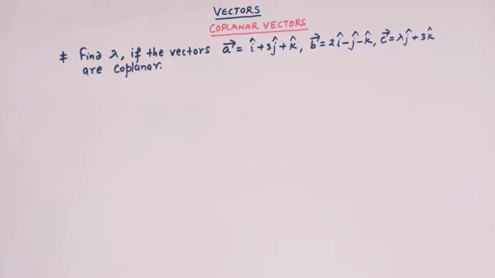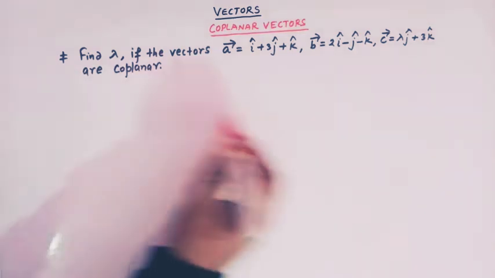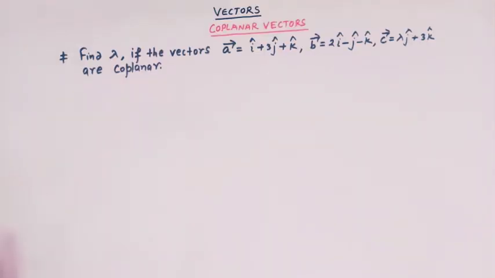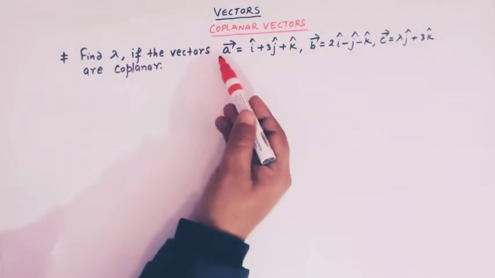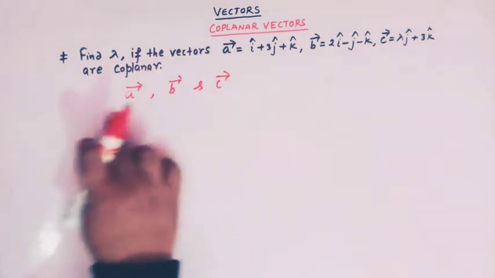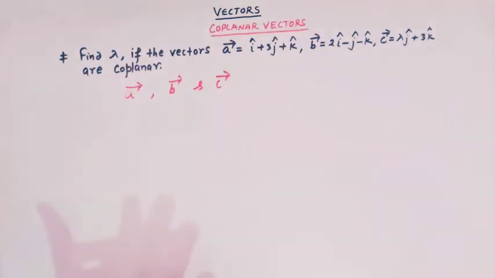Although we have already discussed this concept in our earlier videos, here we are solving one important problem based on coplanar vectors, right? Now, as the name implies, coplanar means lying on the same plane, right? So here we are given the three vectors a, b and c, right? These three vectors are said to be coplanar if they lie on the same plane, right?